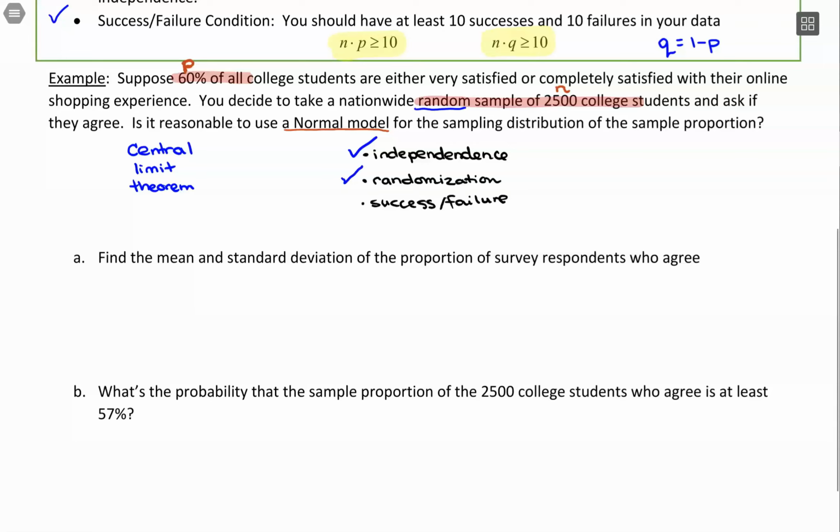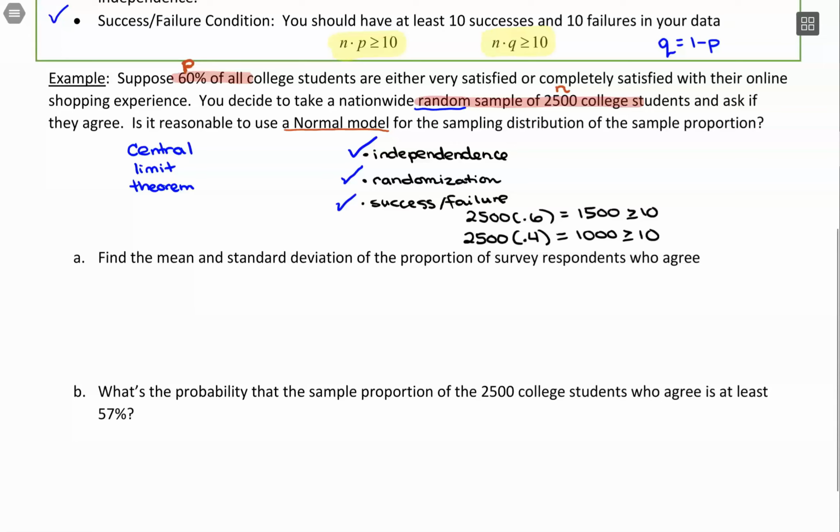And then success failure, this is where we'll show a little bit of work. So I'm going to take 2,500 times that population proportion of 0.6. I'm also going to take 2,500 times 1 minus 0.6, which is 0.4. And what I should see is that both of those are at least 10. So the first one will be 1,500. That's more than or equal to 10, so we're good there. And then the other is 1,000, which is also more than or equal to 10, so we're all good there. So we pass all three conditions for the central limit theorem.